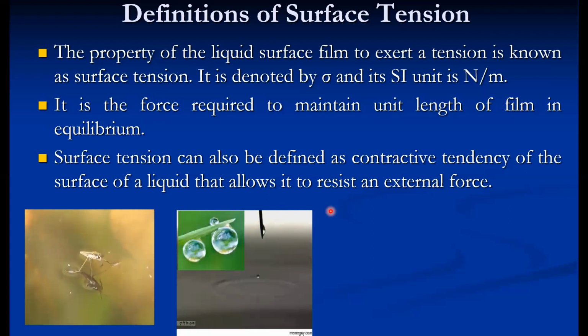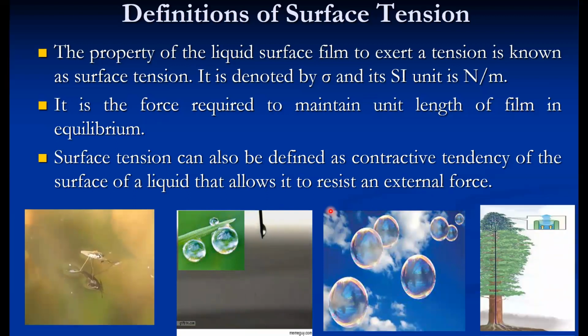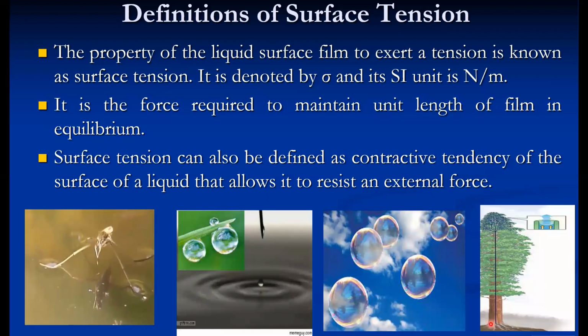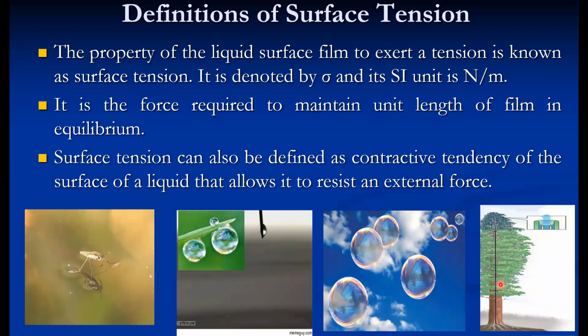Then the formation of liquid droplets, the formation of soap bubbles, and the rising of sap in trees. Generally we pour water at the roots, and from the roots the water rises into the stems, various stems. That is because of surface tension. All these phenomena are because of surface tension. These are the applications of surface tension, or occurrences in nature in day-to-day life.